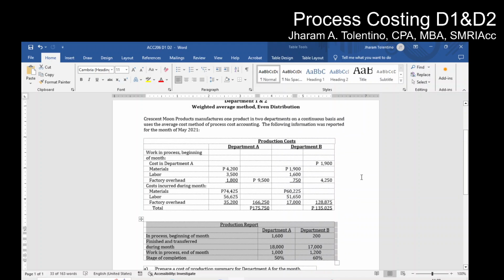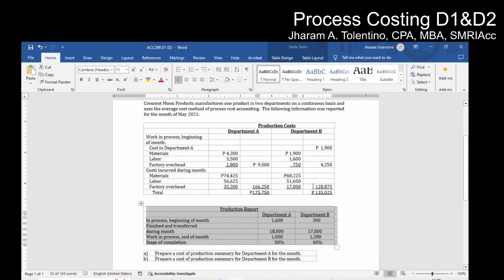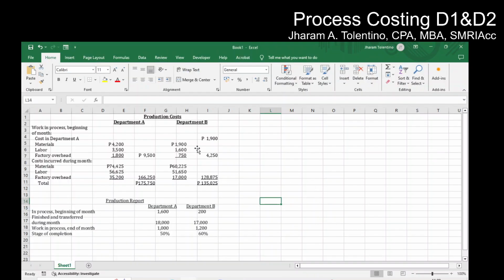A weighted average and even distribution. So we have Crescent Moon Products, which manufactures one product in two departments on a continuous basis and uses the average cost method of process cost accounting. The following information was reported for the month of May 2021. So we have Department A and Department B costs as well as the quantities. Okay, so let's try to prepare the EUP.